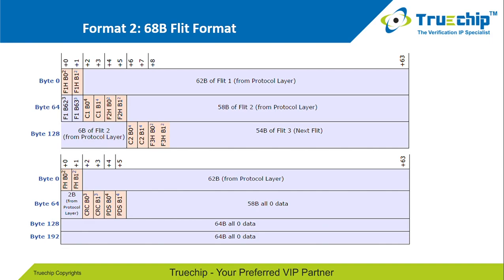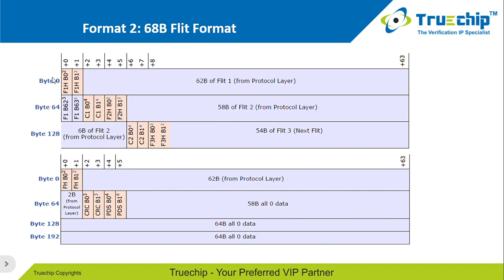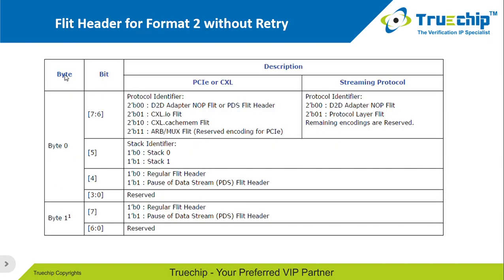So here we can see the flit format for 68-byte, and we can also see the example for the Pause of Data Stream token. Here's the information about the flit header for format 2 when retry is not supported. These are the 2 bytes of flit header which are added by the adapter layer or protocol layer in the flit format. Here we can see these 2 bytes are the flit header.